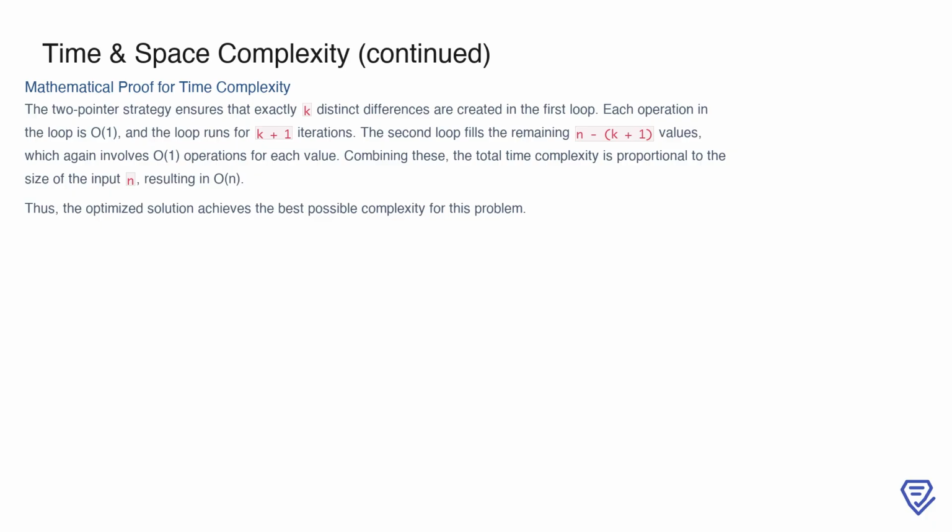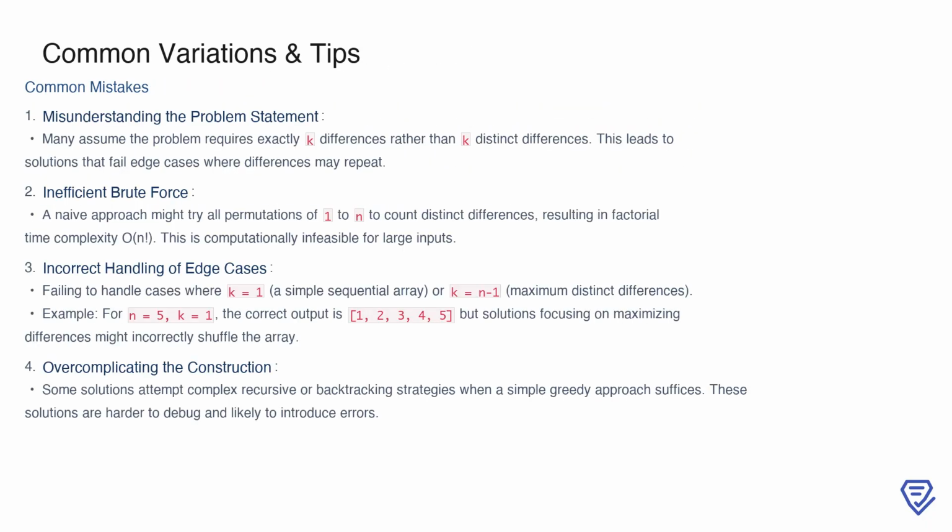When these are combined, the total number of operations is proportional to the input size n, leading to a time complexity of O(n). This optimized solution leverages the best possible complexity for this problem, ensuring both efficiency and clarity in its implementation. One common mistake in solving this problem is misunderstanding the requirements.